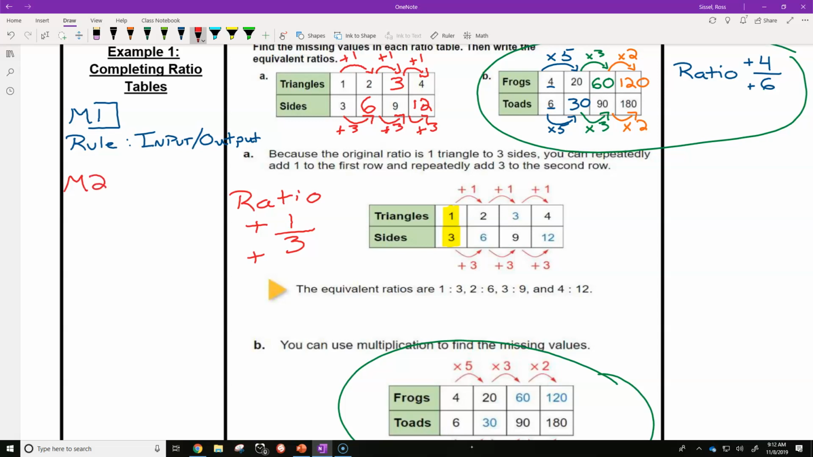Method 2. Okay, we can add or subtract, but you have to do it by the ratio. That was a problem some people were making. They were doing, we'll look at this one, I can get from 4 to 20 by adding 16, so I'm going to add 16 to 6.